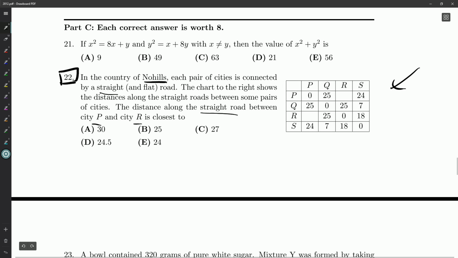Get ourselves a fresh sheet of paper. We might start drawing a picture with maybe P, Q, R, and S. I don't quite know where they should go. Perhaps the numbers that we see will inform our decisions. And for example, we read this, the distance between P and P is 0 because it's the same city. But P to Q is 25.